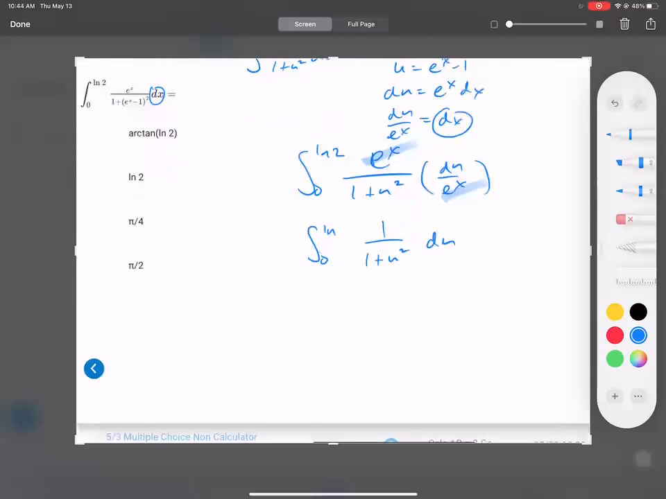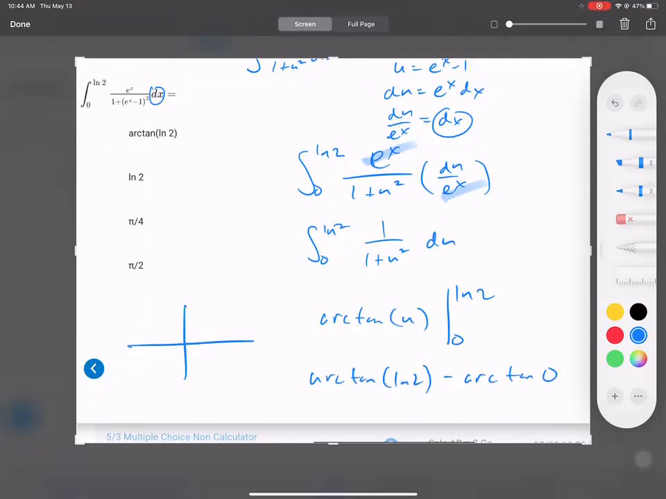I think it's arctan. And so we have arctan of u, and we're going to plug in 0 and the natural log of 2. You can plug it in: arctan ln of 2 minus arctan 0. The arctan of 0, if you just remember these are sides, what angle gives you a tangent of 0? 0, 1, 1. That's a 0, right? So that's angle 0. So that's your answer.